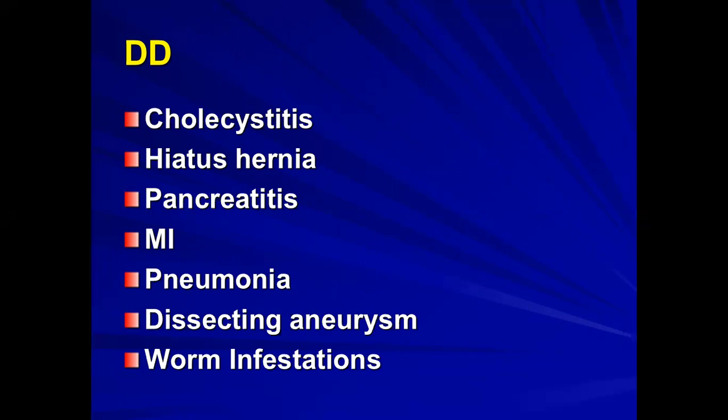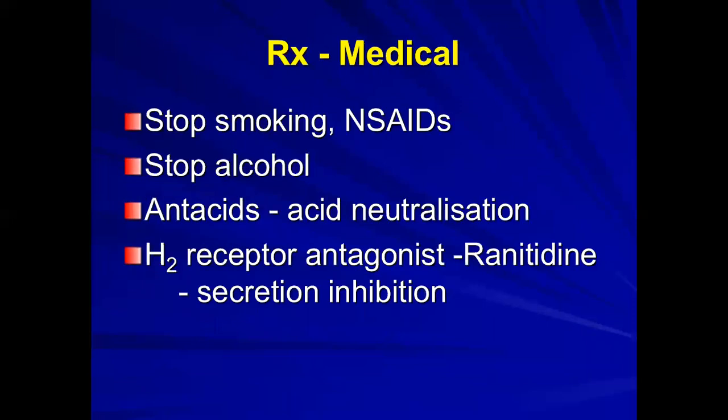This is very important because many people rush to the emergency due to vomiting and epigastric pain, especially elderly diabetic patients, but they have myocardial infarction instead of peptic ulcer or gastritis. Basal pneumonia can present with epigastric pain, vomiting, and other symptoms, as can dissecting aneurysms and worm infestation. So you have to rule out all of these.